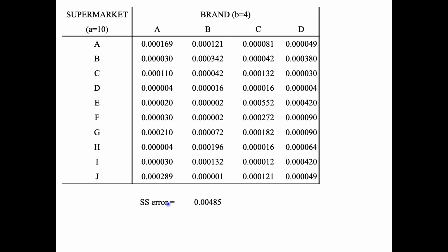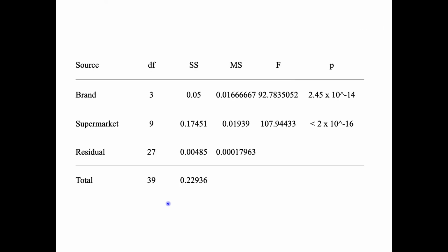So now you have all of these things that you need: the sum squared error, the sum squared residual, the sum squared due to supermarket, the sum squared due to brand. Those 3 things should all add up to the sum squares total. Degrees of freedom for brand is 3 because you have 4 brands. Degrees of freedom for supermarket is 9 because you have 10 supermarkets. 3 times 9 is 27 for your residual degrees of freedom. That all added up equals 39, and you have 40 data points total.